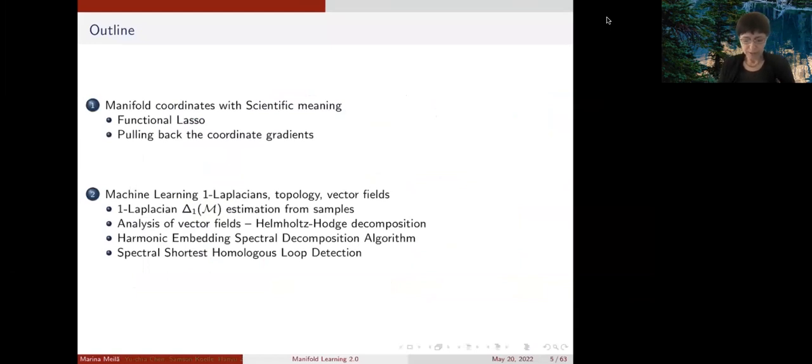So in the first part, I'm going to formulate the interpretability of the output of manifold learning in a particular formal sense, and I'm going to show how this problem can be solved in that sense. In the second part, I'm going to talk about estimating the first order Laplacian and using it for deriving various results in manifold analysis, both topological and geometric.